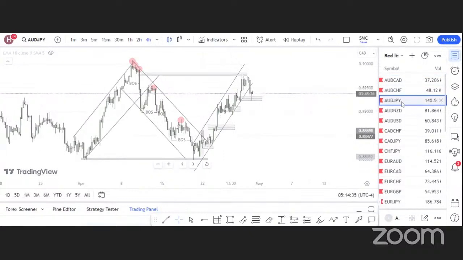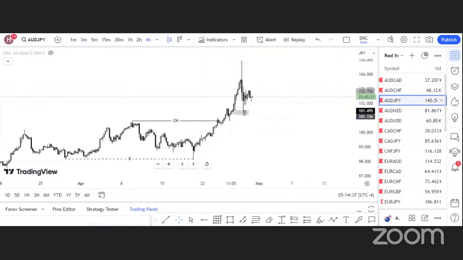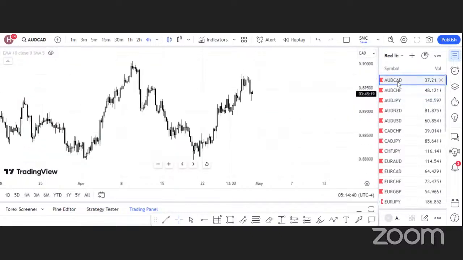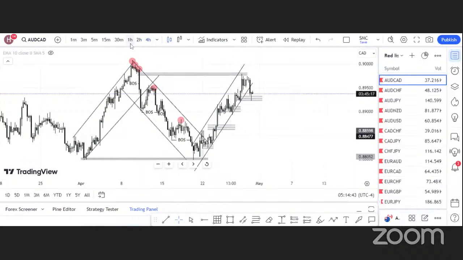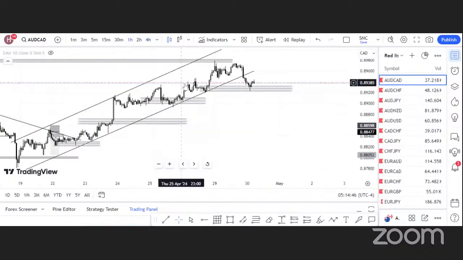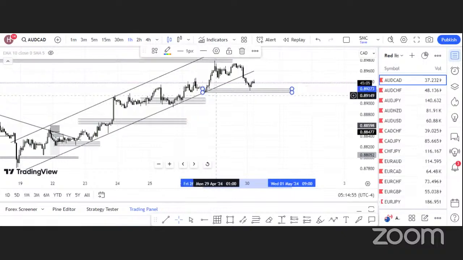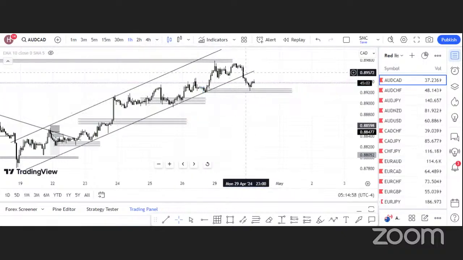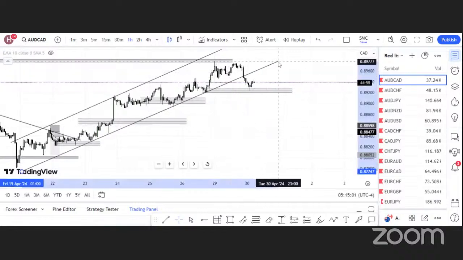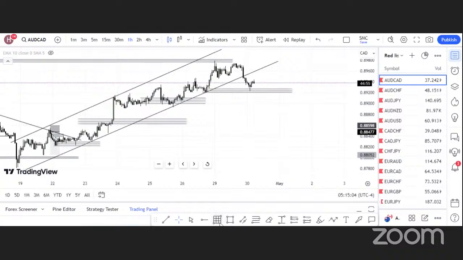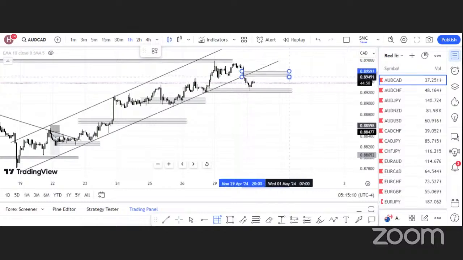Okay, with the look of things on AUDCAD, sorry, I mistakenly clicked on AUDJPY. Okay, so with the look of things on AUDCAD, this is the level where the market is currently rejecting from. Okay, so the market is currently rejecting this level, but we have a fair value gap and a trend line just right above the level. Okay, so we have a fair value gap here.